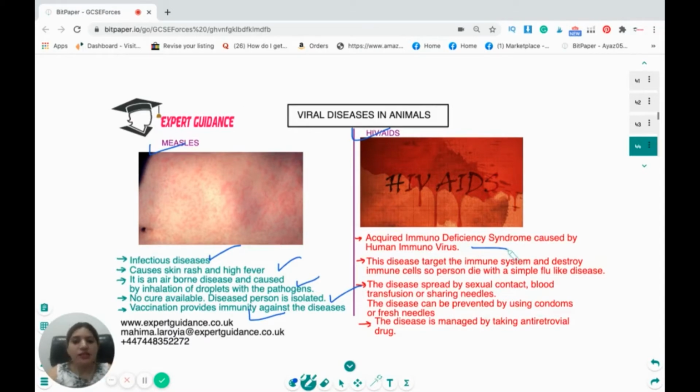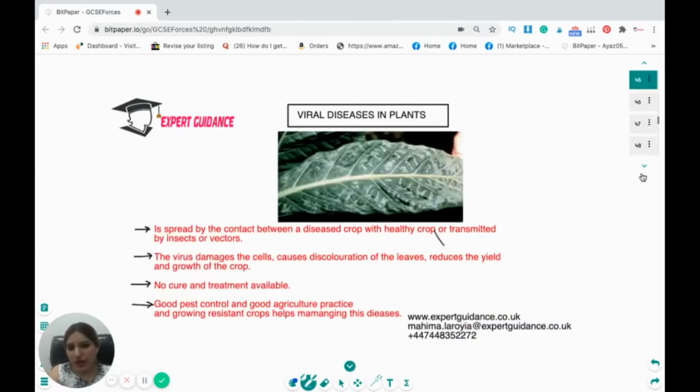This disease targets the person's immune cells and destroys them, so a person with AIDS can even die from a simple flu. AIDS is spread by sexual contact, blood transfusion, or sharing needles, and it can be prevented by using condoms, contraception, or fresh needles. The disease is managed by taking antiretroviral drugs.